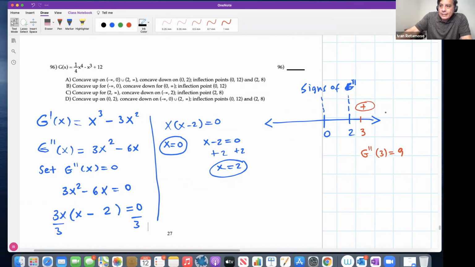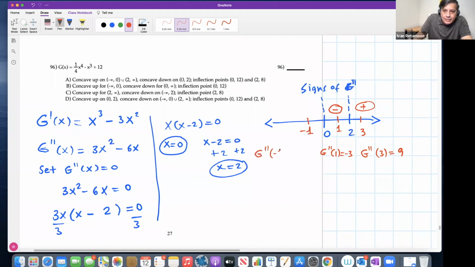Now, you go to the other side, and then you gotta figure out the sign of the subinterval. Let's use as a test point 1. Let's evaluate our second derivative at 1. If you put 1 here, notice 3 minus 6 is a negative number. So it's a negative number. Very good. Negative now.